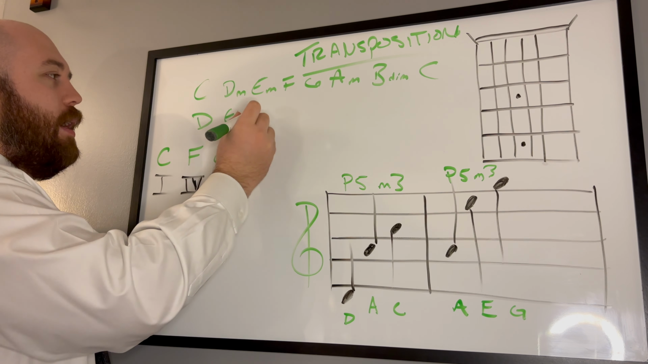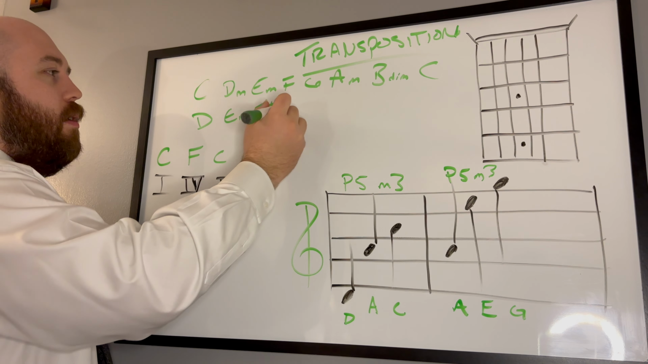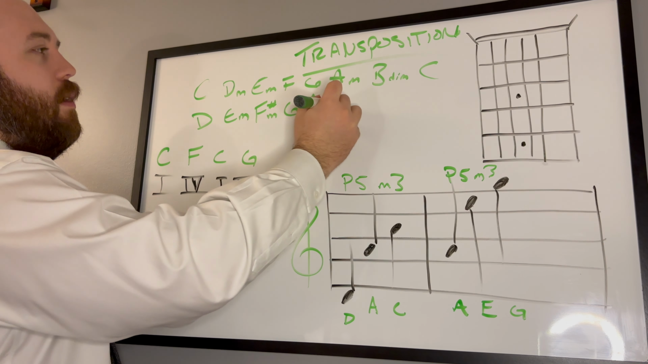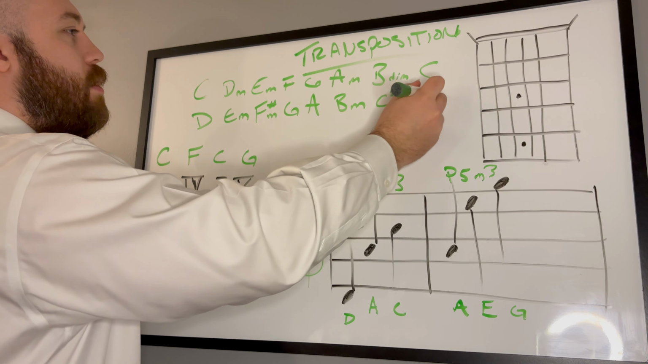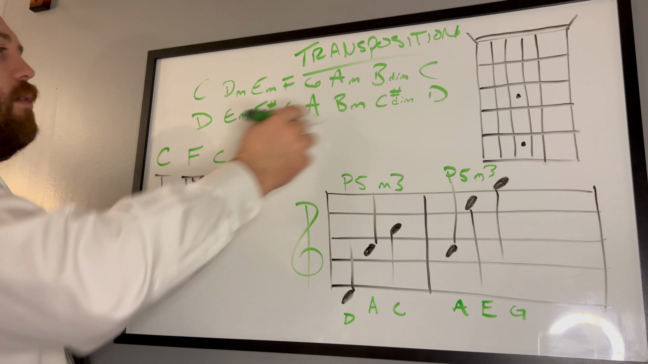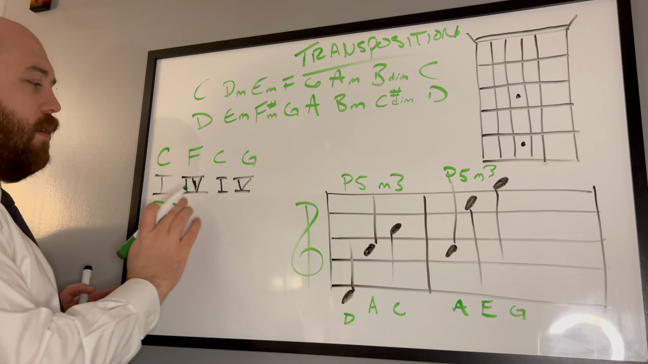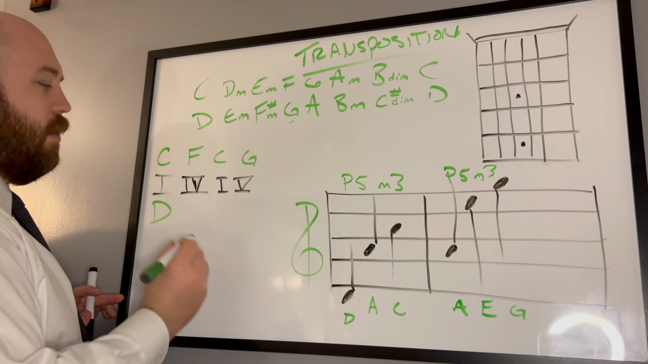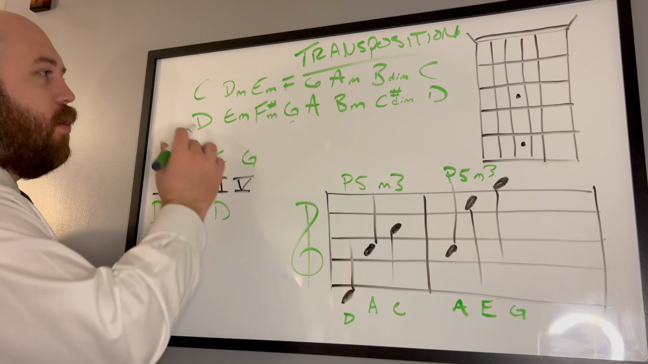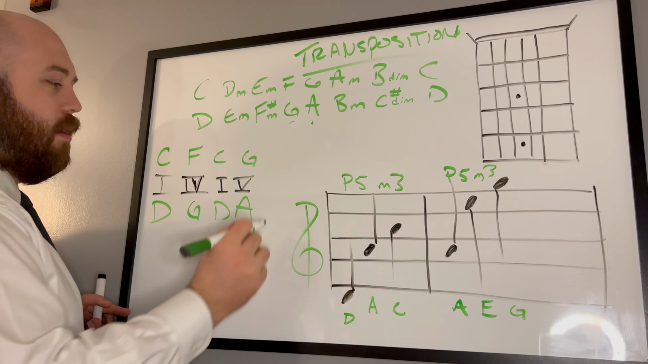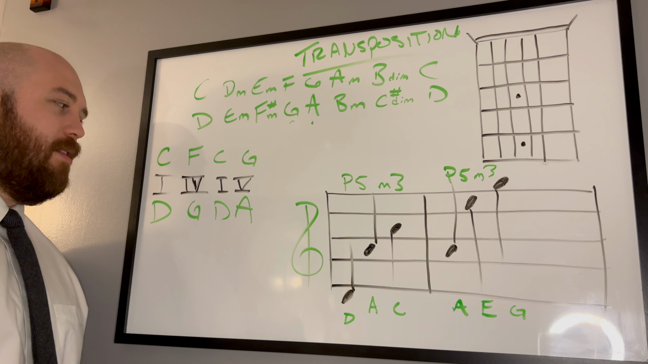D, E minor, F sharp minor, G, A, B minor, C sharp diminished, and we're back to D, okay? If you know your keys, how do you transpose this? Well, the 1 chord is a D. What's the 4 chord? 1, 2, 3, 4. G. 1 chord, we already know. What's the 5 chord? A. Boom. All of a sudden, you're playing Amazing Grace up a whole step, right?